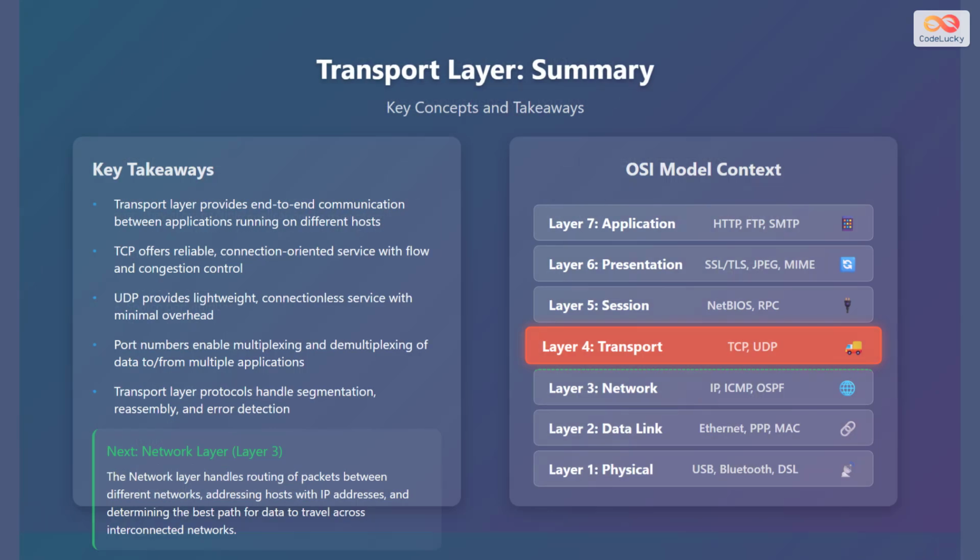To summarize, the transport layer provides end-to-end communication between applications running on different hosts. Transmission Control Protocol offers reliable, connection-oriented service with flow and congestion control. User Datagram Protocol provides lightweight, connectionless service with minimal overhead. Port numbers enable multiplexing and demultiplexing of data to and from multiple applications. Transport layer protocols handle segmentation, reassembly, and error detection.